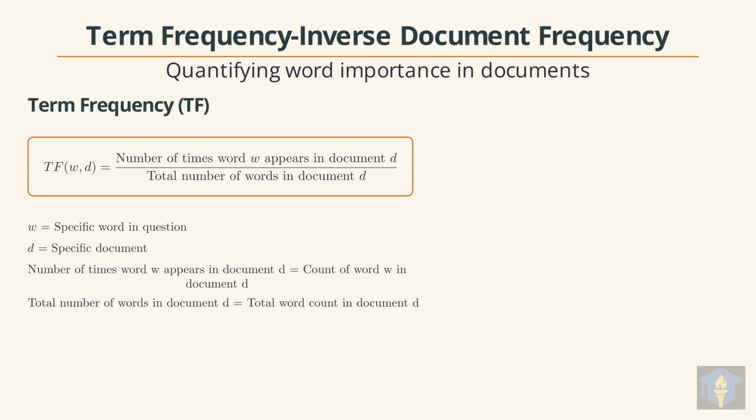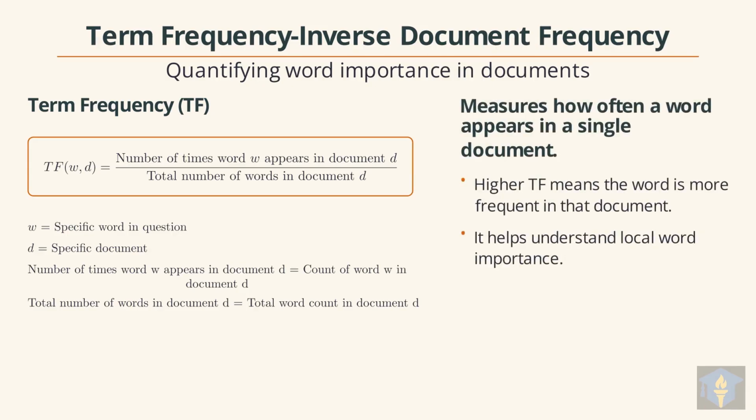The denominator is the total number of words present in that specific document D. Essentially, TF measures the local importance of a word by how frequently it appears in one document. A higher term frequency indicates that the word is more common and significant within that particular document. This metric helps us understand the importance of a word specifically within its document context.